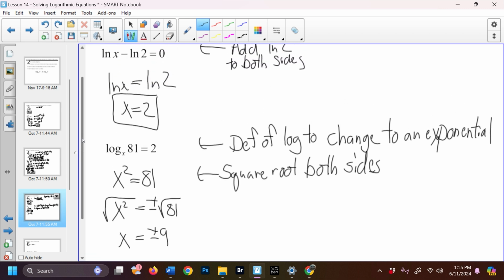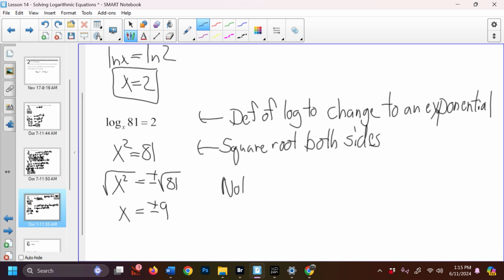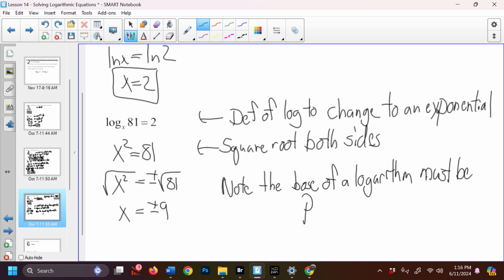But, just as a note, the base of a logarithm must be positive. And you'll notice that x, what we're trying to solve for right here, that is a base. So we're going to get rid of that. So my final answer is just going to be x is equal to 9.